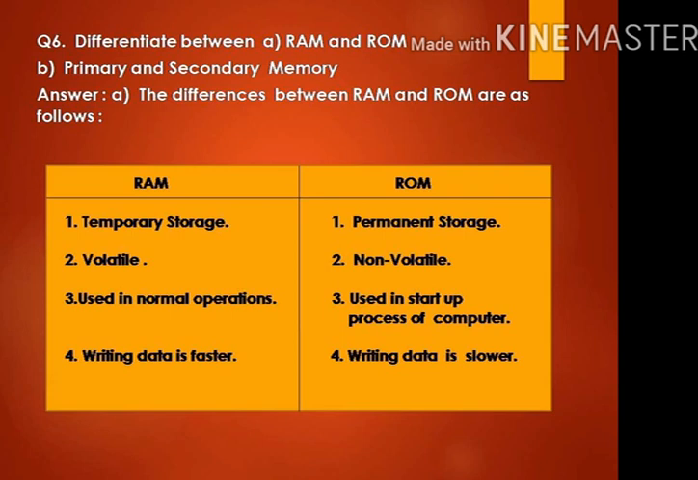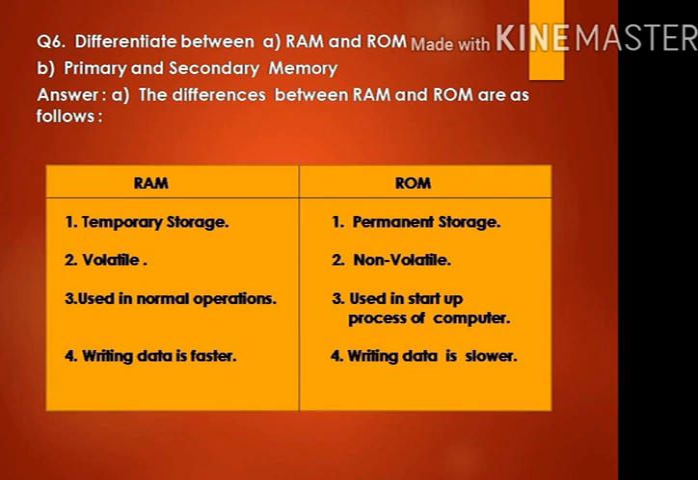Answer A. The differences between RAM and ROM are as follows. Number 1. RAM is a temporary storage. ROM is a permanent storage. Number 2. RAM is volatile. ROM is non-volatile.